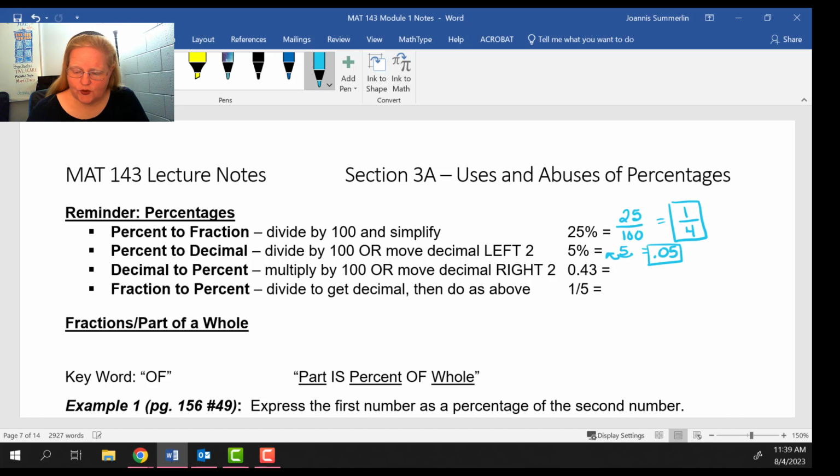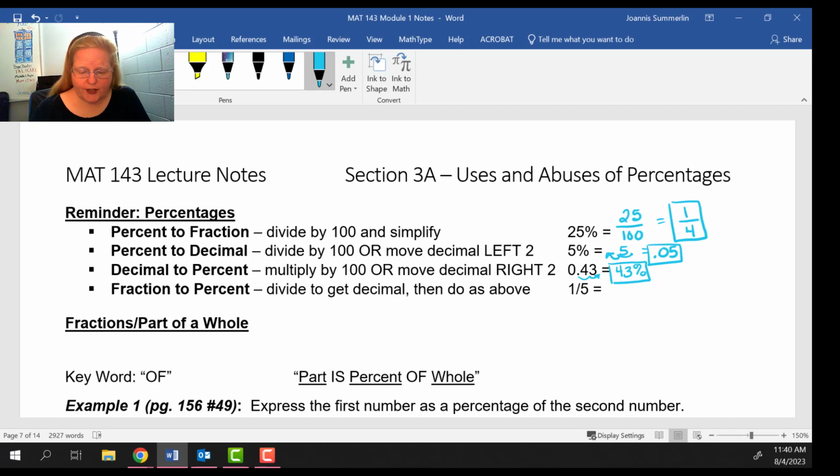To change 0.43 to a percent, I would move it 2 places to the right. So put my 43 in, put my percent sign back. There are 2 little zeros in the percent sign. That's how you know it's 2 places.